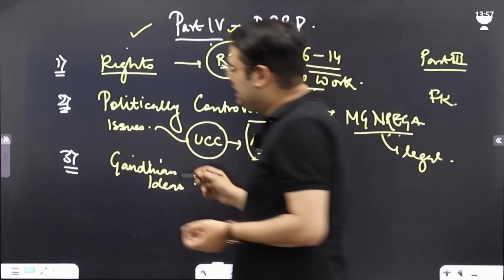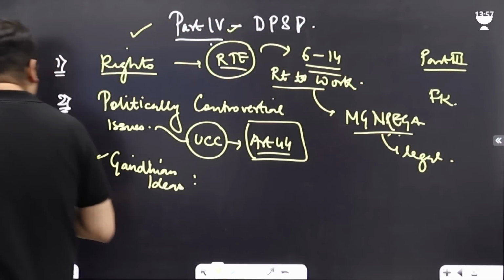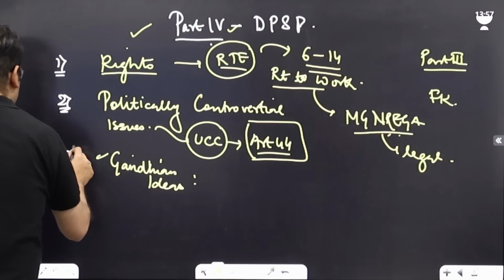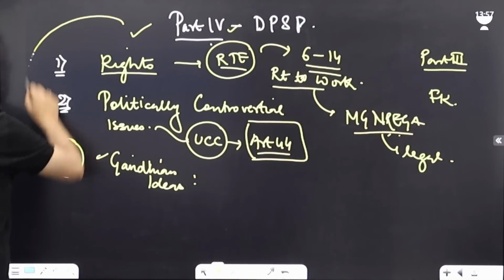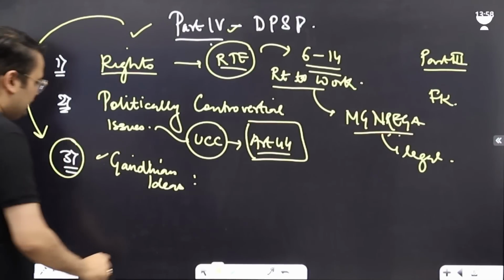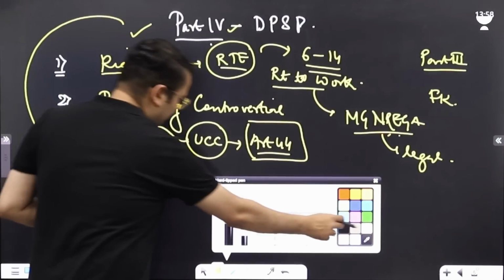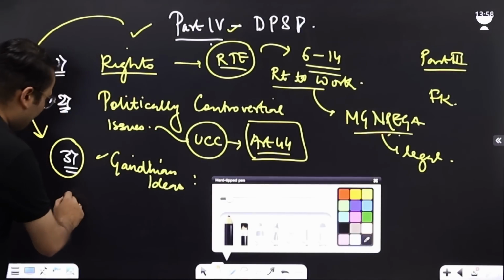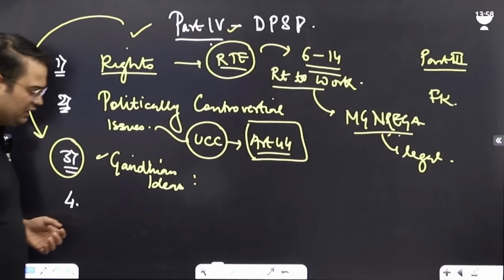But I hope you understand one of the reasons why we essentially had DPSP was because it became a very important place to park Gandhian ideas. Fine. What exactly was the fourth reason why we essentially decided to have DPSP?